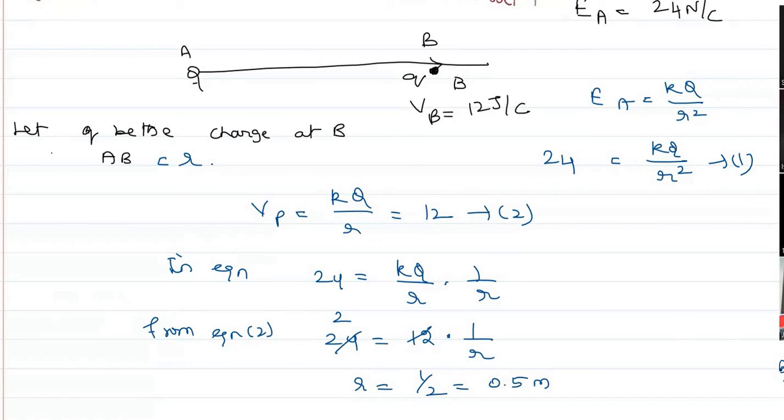Mathematical part, any doubt? I just took the value of EA and substituted in KQ by R square. In KQ by R square, I can split and write KQ by R into 1 by R. But the KQ by R value is given as 12 Joule per Coulomb. So I substituted that, and I got this answer R directly. R is nothing but AB, right? Everyone? Yes, ma'am. Good.